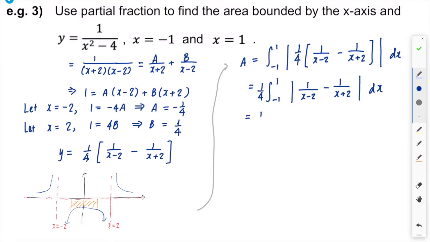So from doing your homework, you may recognize that the integral of these functions is simply ln of x minus 2 minus ln of x plus 2. And we evaluate from -1 to 1.